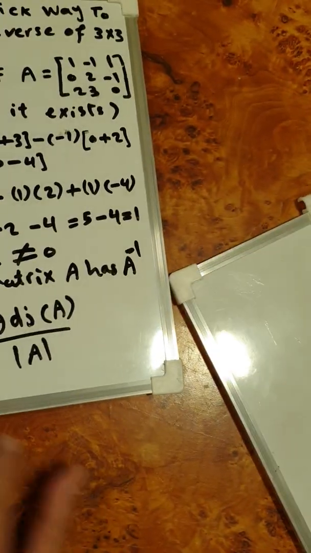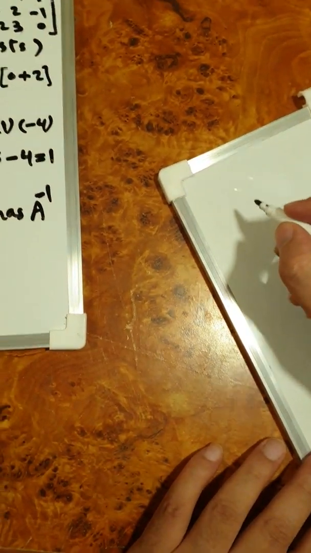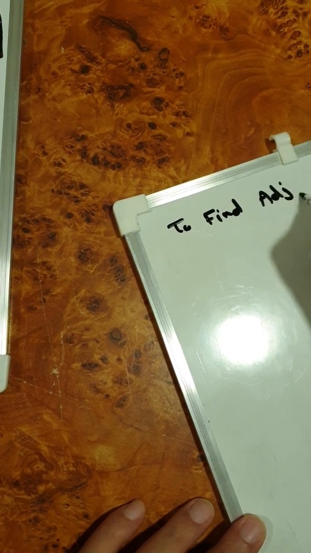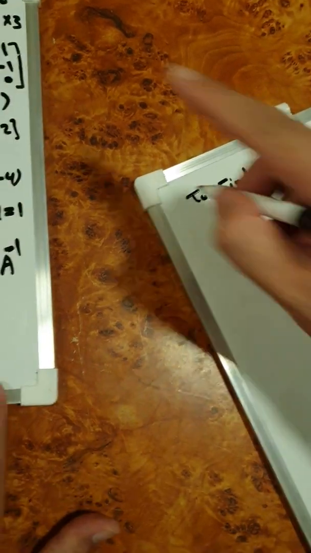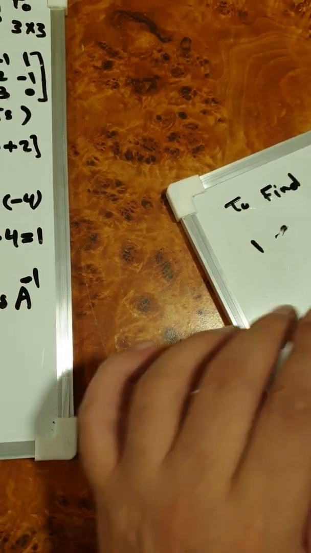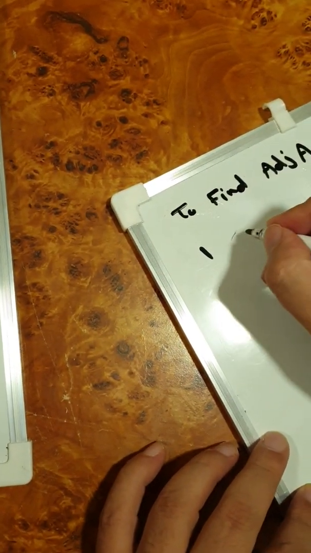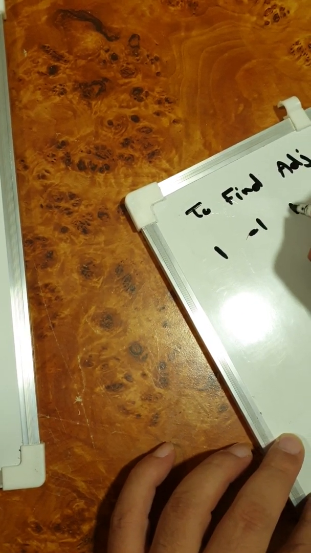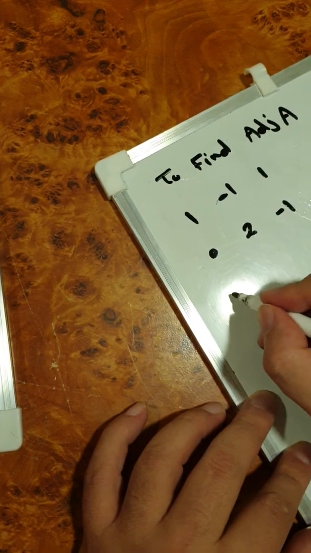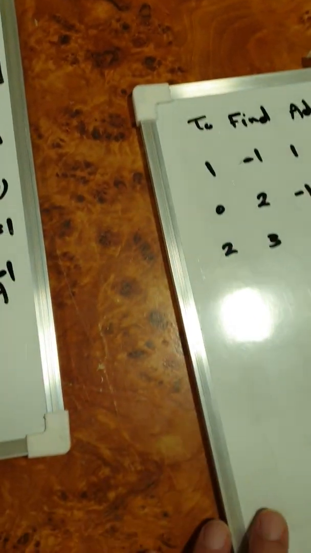To calculate this matrix, first we write, this is an easy way to find this adjoint. We write again the matrix A. To find the adjoint matrix of A, we write the elements of A again. Look, these are the elements of the matrix A: 1, -1, 1, 0, 2, -1, 2, 3, 0. I need some spaces to simplify the calculation.